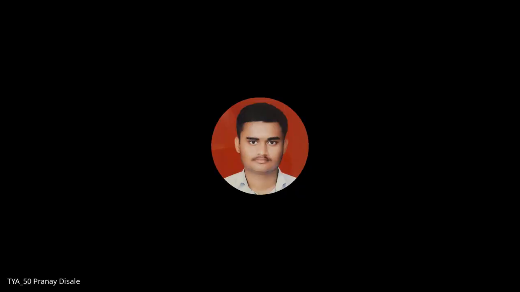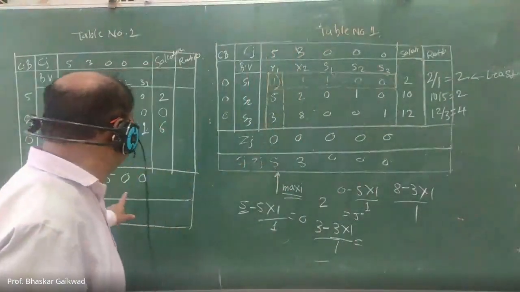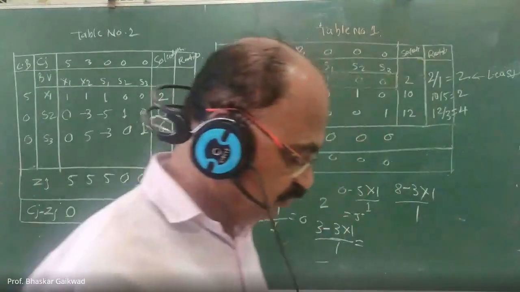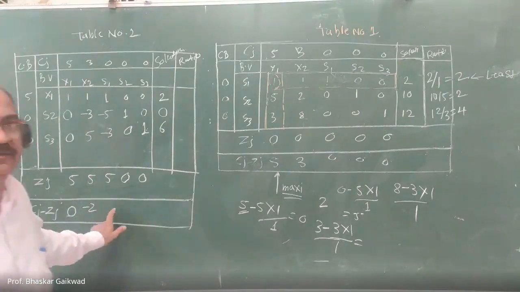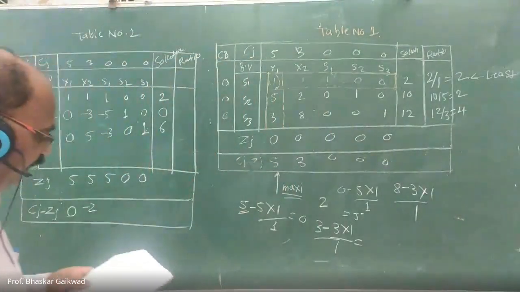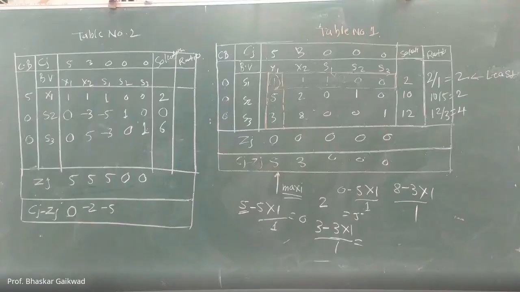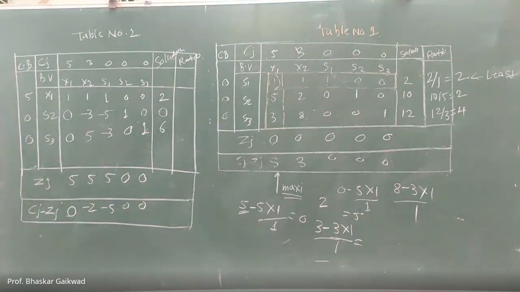Yes, sir. So what is the next? CJ minus ZJ. What should be here? Minus 2, correct? Now you tell me what should be here? Minus 5, correct? Now you tell me what should be here? 0 and 0. Correct?